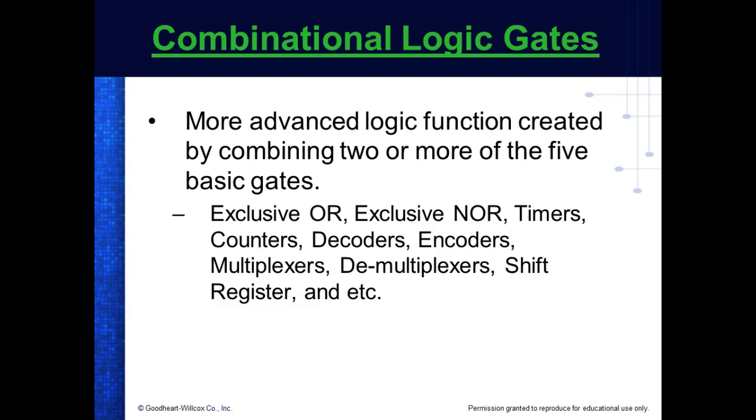So timers are made out of the 5 basic gates. Counters are made out of the 5 basic gates. Decoders are made out of the 5 basic gates. Encoders, multiplexers, demultiplexers, shift registers, and we could go on and on. Are we going to look at these? Not in this class. Next time in advanced PLCs, we'll look at shift registers.